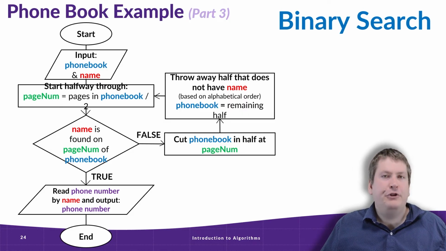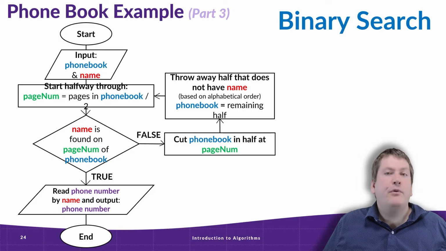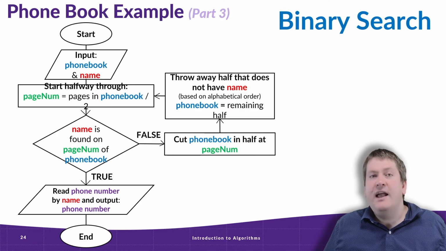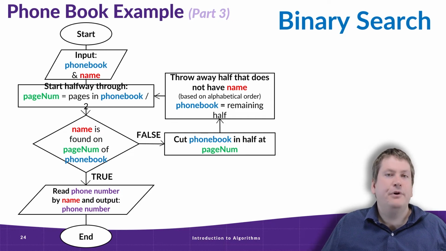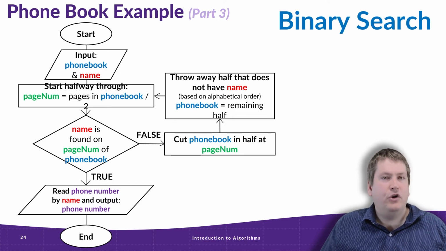The second algorithm we looked at was a form of binary search, where we took advantage of the book being alphabetically ordered and started halfway through the book, throwing away the half we know did not contain the name each time. Again, this algorithm will return the correct result, assuming the name is in the phone book and the phone book is in alphabetical order.